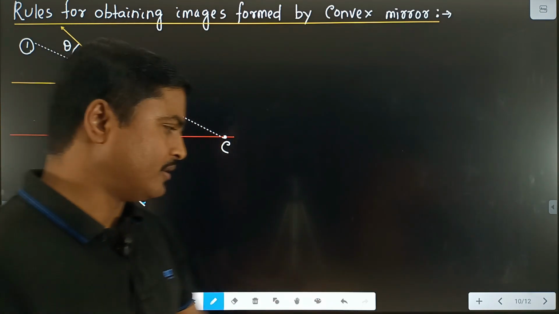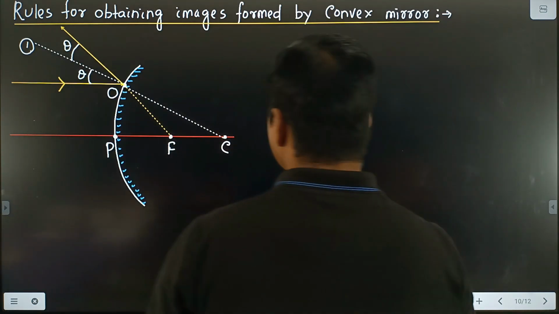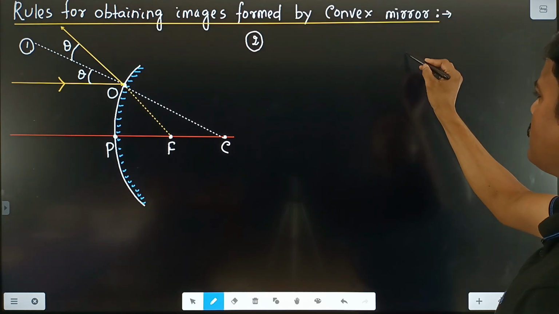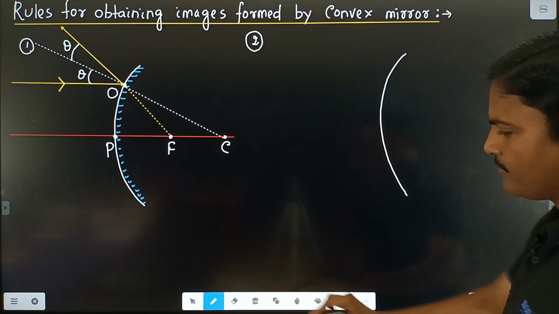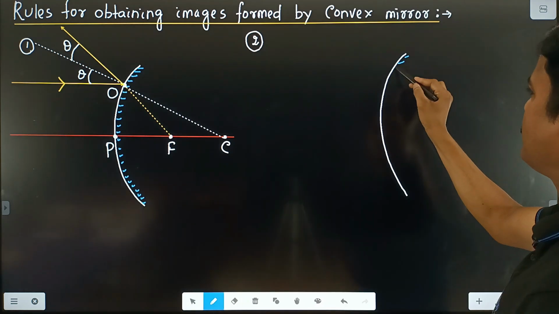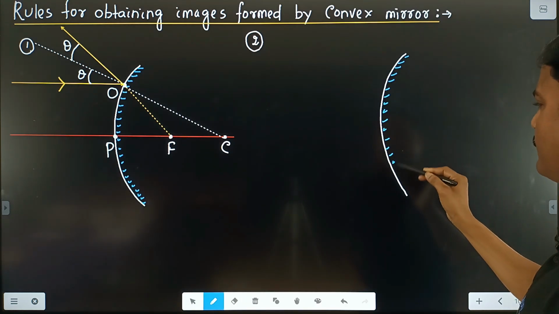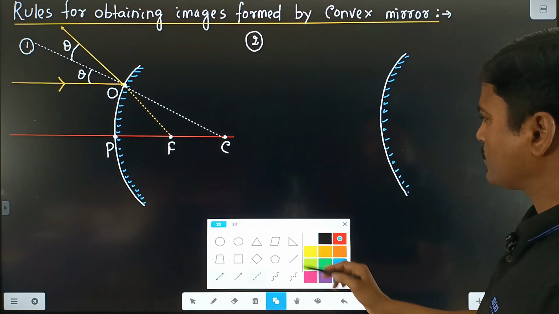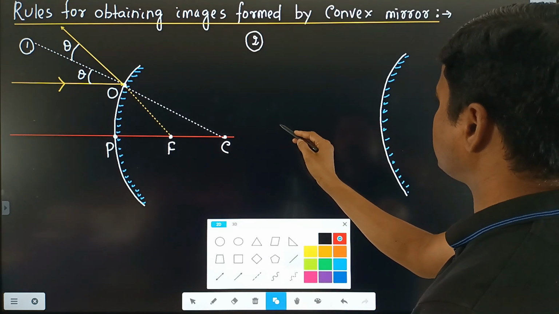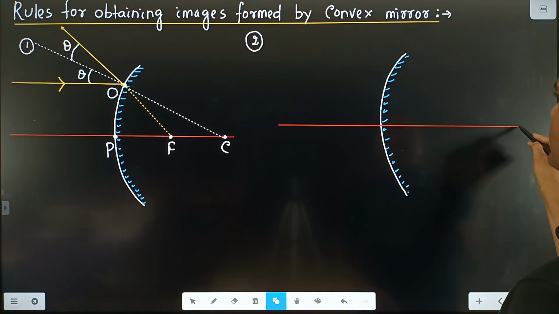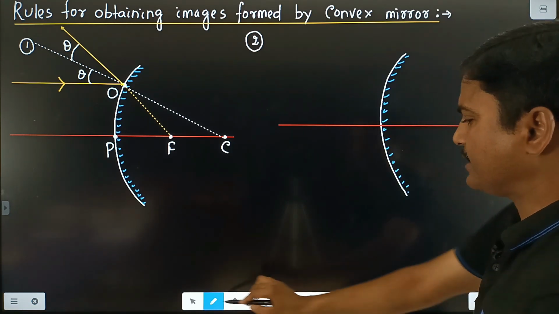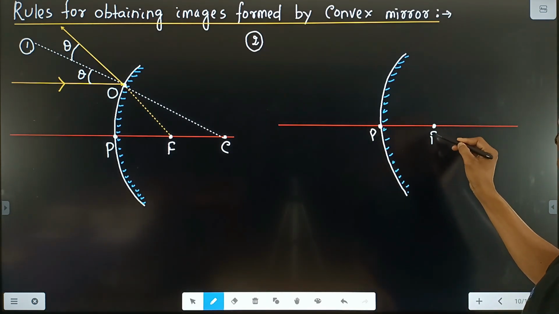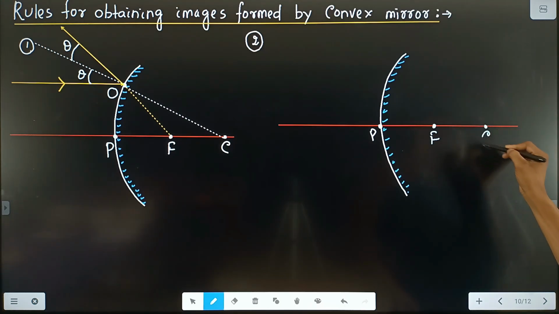Clear? Similarly, another rule is there. Second rule. Suppose this one is your convex mirror and the inner surface is silver coated, that is the non-reflecting surface, and we draw the principal axis. Suppose this one is the principal axis, and same thing, this point we write that is pole P, this point that is the focus, and this point that is the center of curvature.